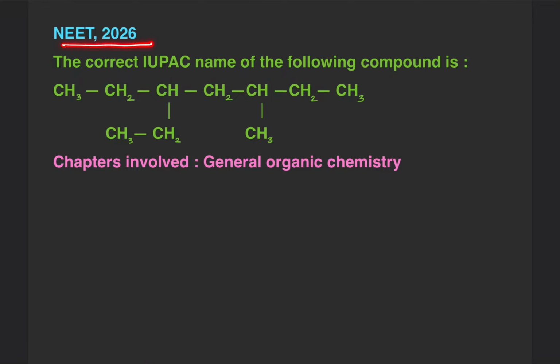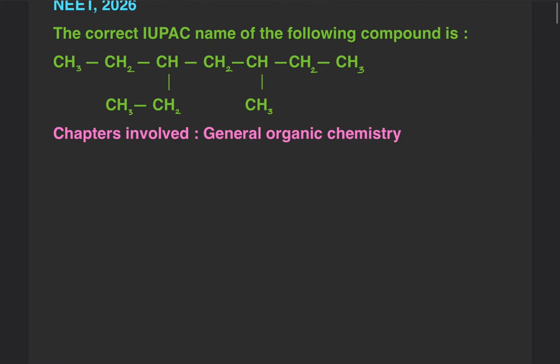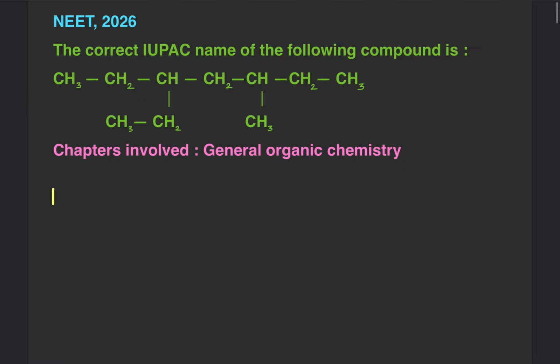Hello everyone. So this is a question from NEET 2026. The correct IUPAC name of the following compound is: an organic compound is given to us, and the chapter involved is general organic chemistry. Okay. So to name a branch chain alkene, there are certain rules we have to follow.